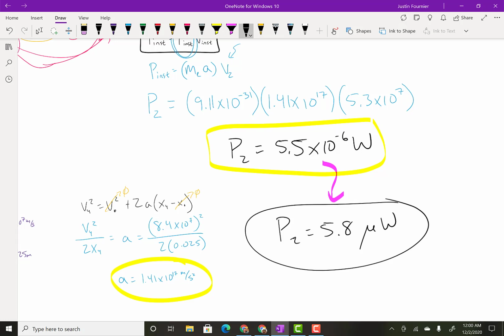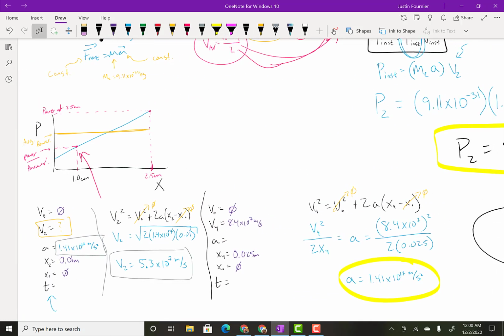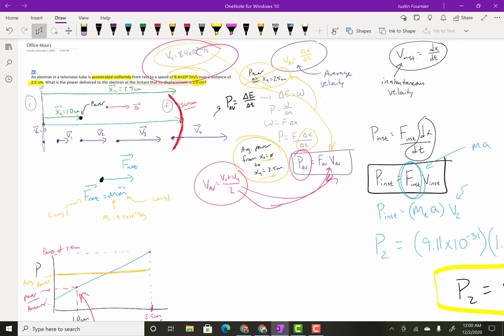So yeah, again, challenging problem, I agree, but it also does a great job of pointing out the difference between instantaneous things and average things. So hopefully that helped.